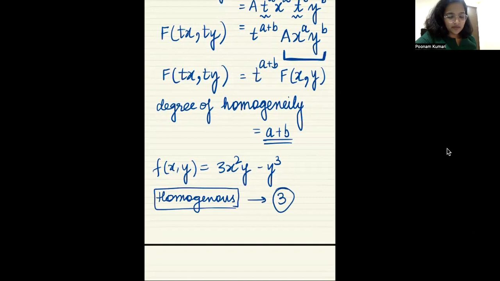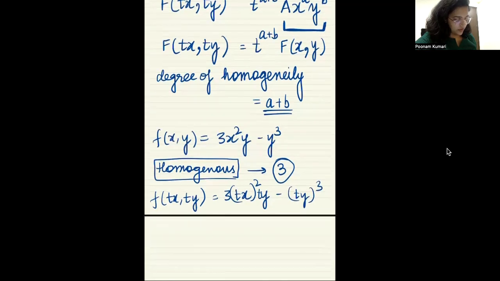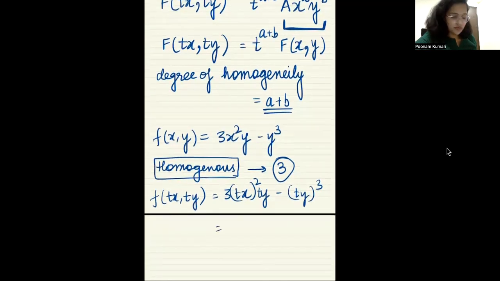I put f(tx, ty). So it's like 3 times t squared x squared into ty minus t cube y cube. From here I took t cube as common, and then the rest of the function will be equal to f(x, y). Okay. Lovely. Exactly.